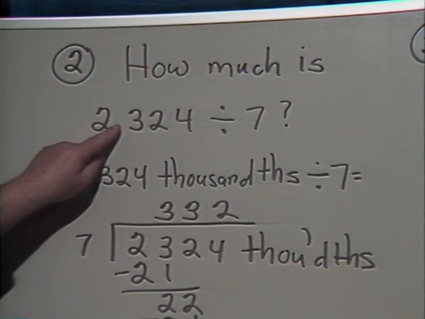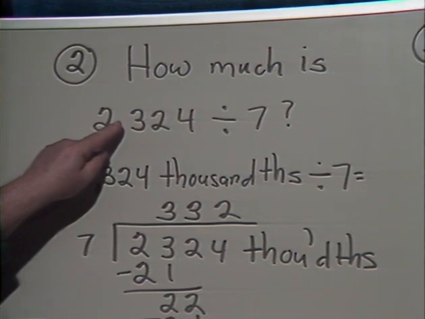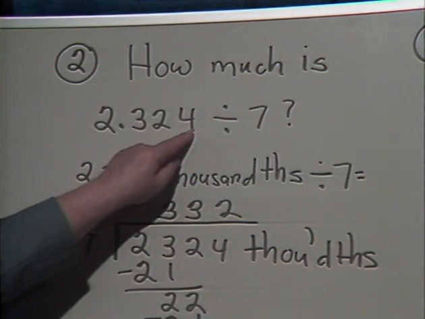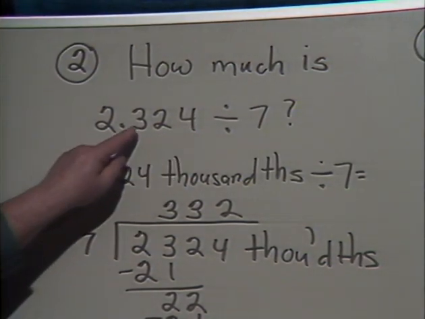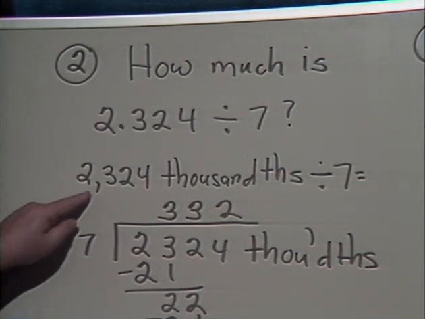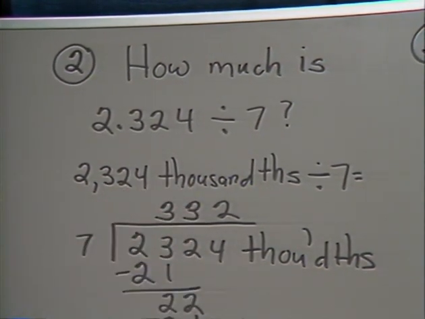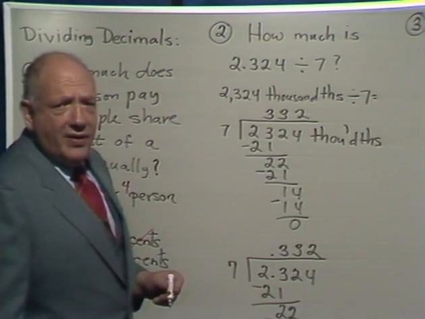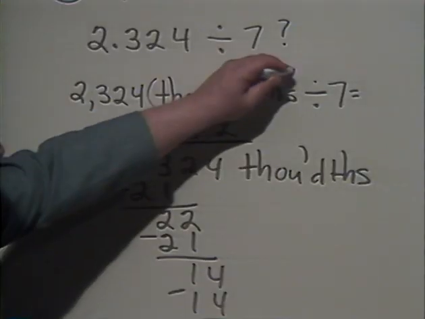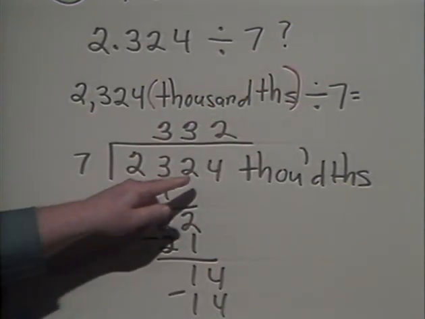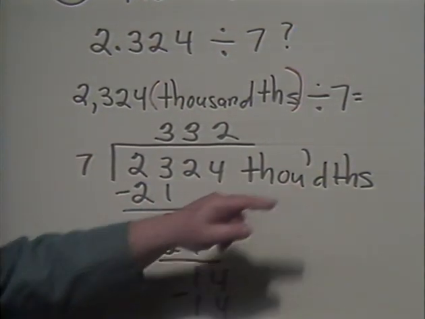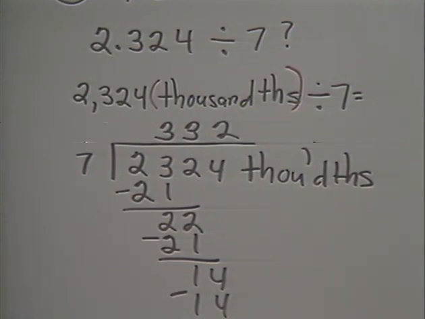You see, if the decimal point were left out here, how would I read this? 2,324. But of what denomination? Thousands. You see, the digit furthest to the right is tenths, hundredths, thousandths. So the problem now says, how much is 2,324 thousandths divided by 7? Well, just as in the case with the money problem where I was dealing with cents, I forget about the noun for the time being, and what I do is I divide 7 into 2,324, remembering that the 2,324 is modifying thousandths.